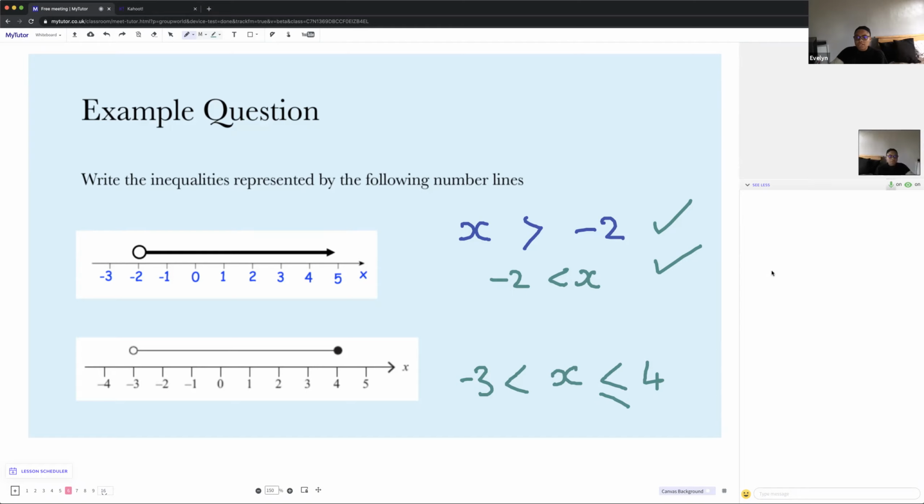someone asked, why is the line bold for the first one? That's just the way they've drawn it. Whether the line is bold or not bold, it doesn't make a difference with the inequality. It's just the circle and the direction, which way the line is going in, but it doesn't matter how thick the line is. Right, so if you do have any more questions, put them in the Q&A.